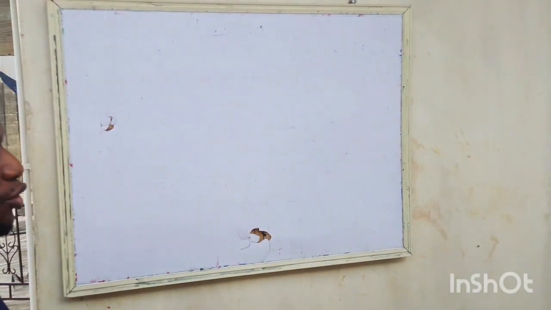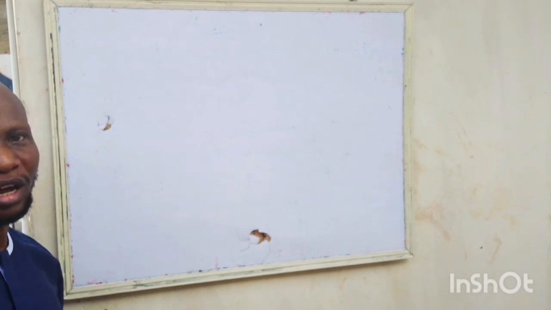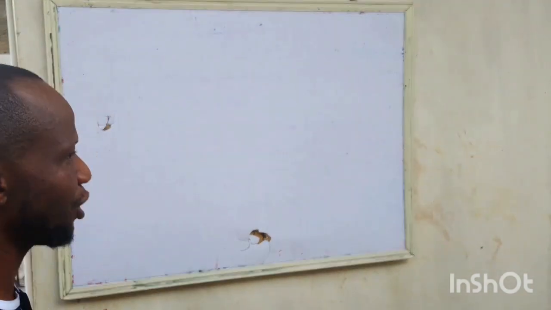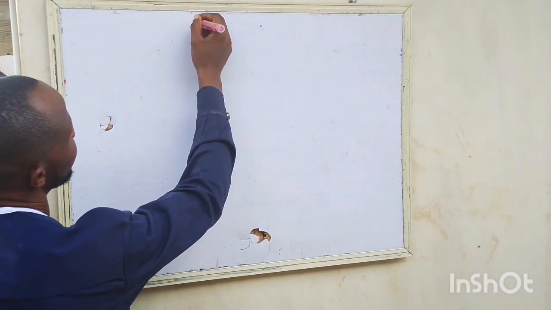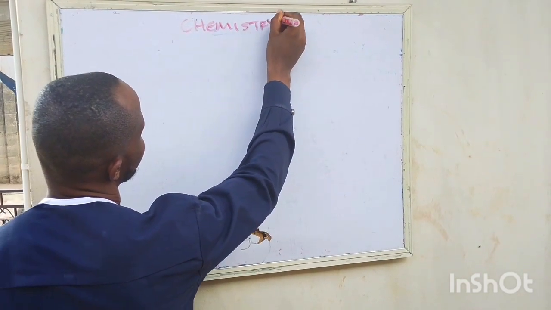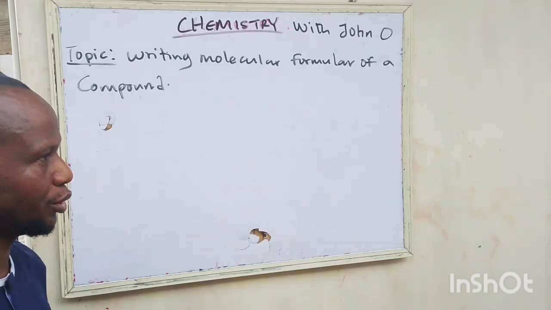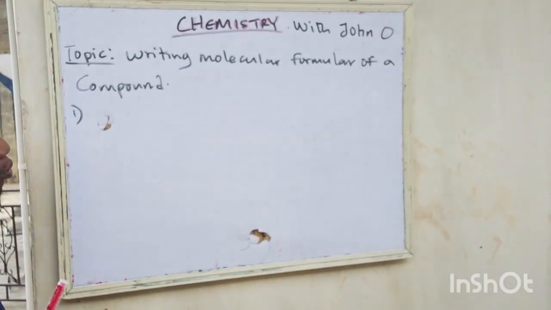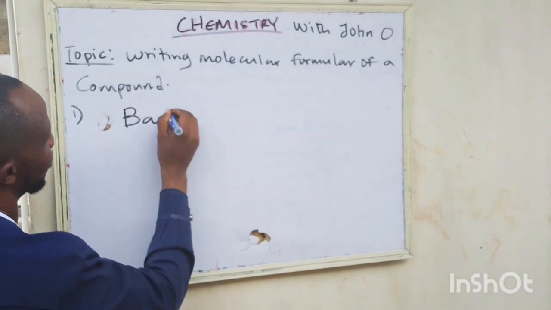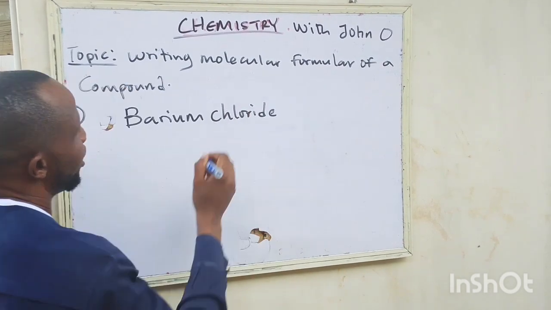Today we'll be looking at the topic: writing the molecular formula of a compound. Quickly, we'll be looking at this. Barium chloride.